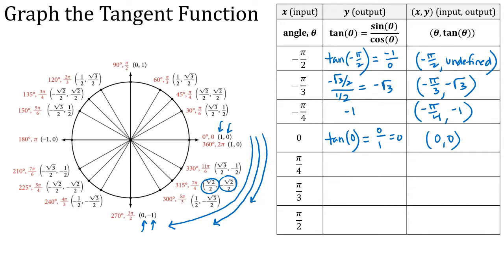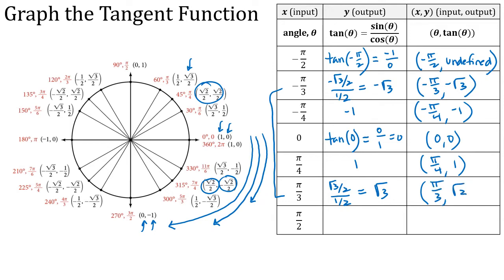For pi over 4, the tangent of pi over 4, we know that the sine and the cosine are the same, and so that output is 1. That gives us the ordered pair pi over 4, comma 1. For pi over 3, the tangent of pi over 3 is going to be the sine of pi over 3, which is the square root of 3 over 2, and we're going to divide that by the cosine, which is 1/2. Looks a lot like negative pi over 3, doesn't it? Only difference here is it's going to be positive. So I'm going to have the ordered pair pi over 3, comma, square root of 3.